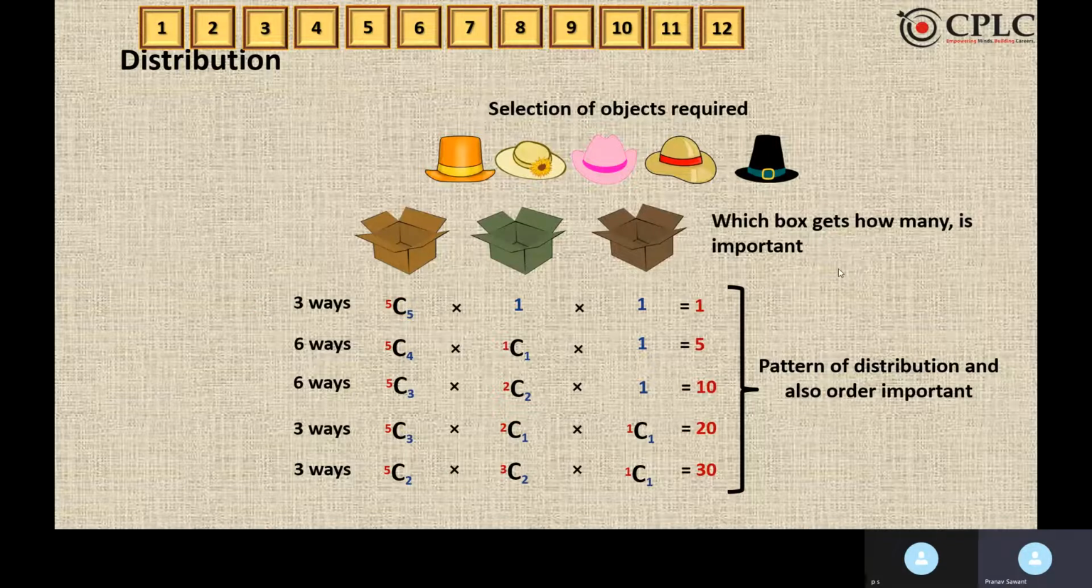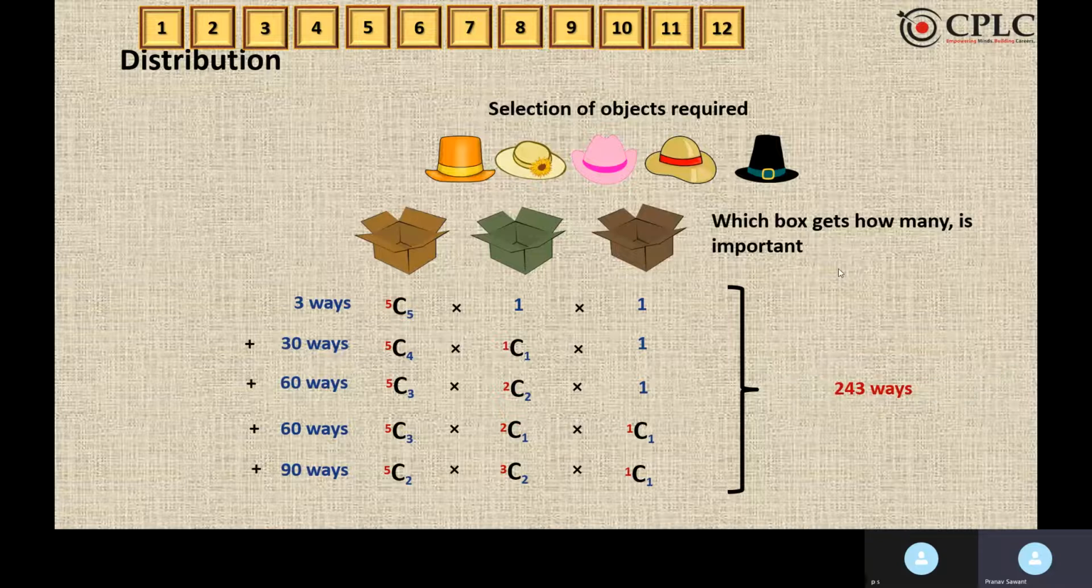Now we need to calculate the number of ways also. So 1 times 3 is 3, so it is going to be 3 ways. 5 times 6 is 30, so 30 ways. 10 times 6 is 60, so 60 ways, and so on. It's or, that means we have to add up all the values. If we add up all the values, we'll get the addition as 243. Hence option 1, 243 ways, is the answer to the 6th question.